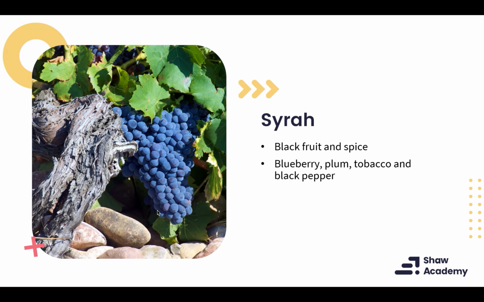Syrah can come across as quite savory, offering notes of black olive and even bacon. The Syrah that goes into the GSM blend is normally full-bodied, with full tannins and quite a big alcohol.